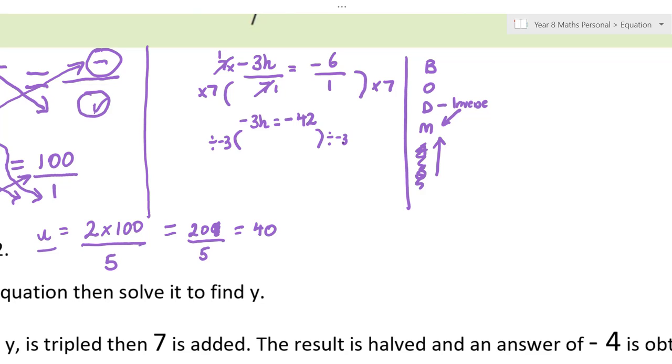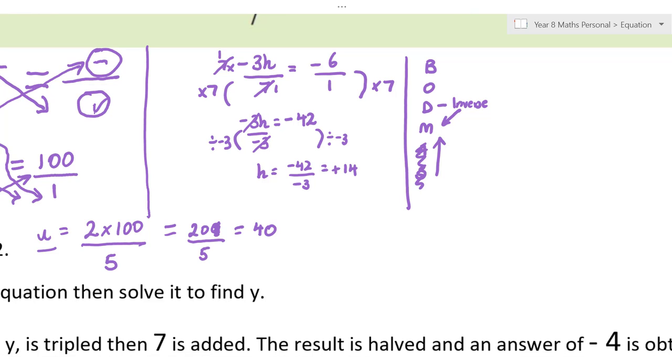Now, what's going to be on the left-hand side? I'm cancelling out my -3 here, so it's just going to be h. Okay, good, h. And if I have -42 divided by -3, well, first of all, 42 divided by 3 is 14. But is it positive or negative? It's positive. That's right. A negative divided by a negative is a positive. So, of course, the answer is positive 14 with that one.